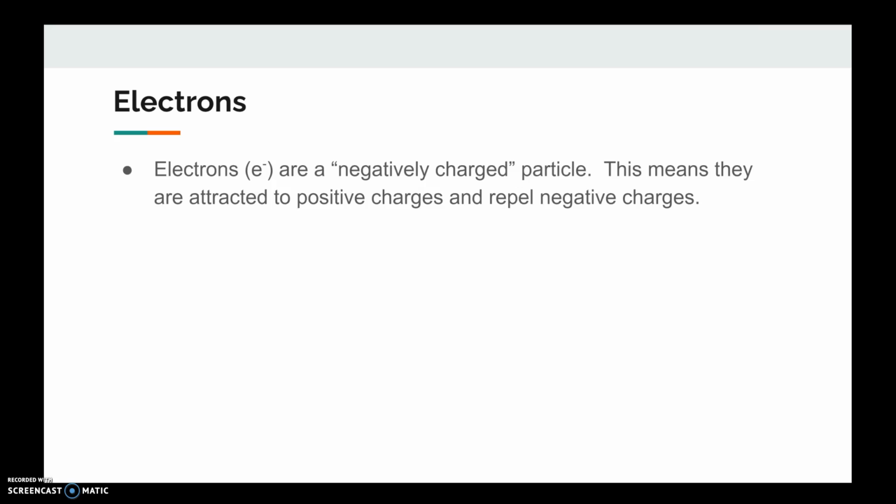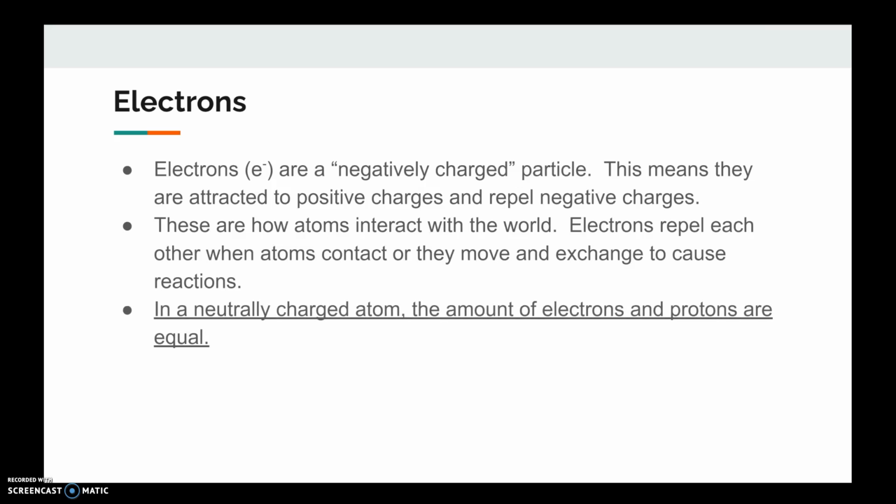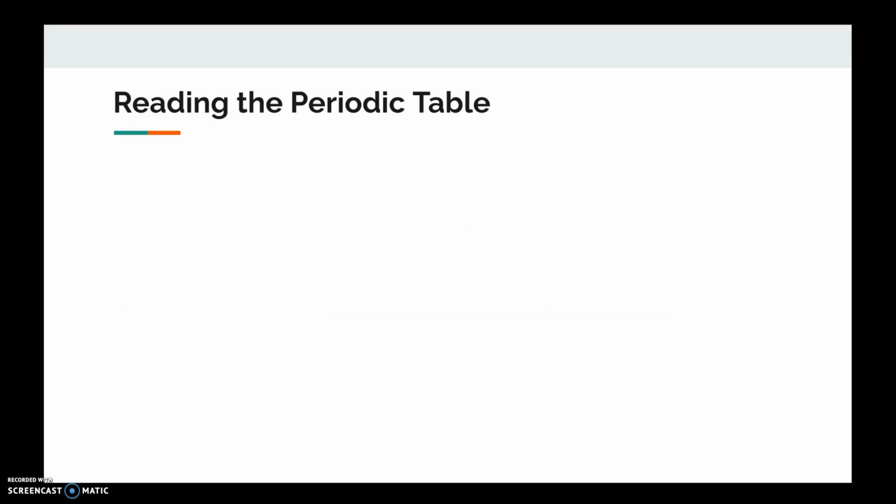Electrons are negatively charged subatomic particles. This means they're attracted to positive charges and they repel other negative charges. These are how atoms interact with the world. Electrons repel each other when atoms contact, or they move and exchange to cause reactions. In a neutrally charged atom, the amount of electrons and protons is equal.